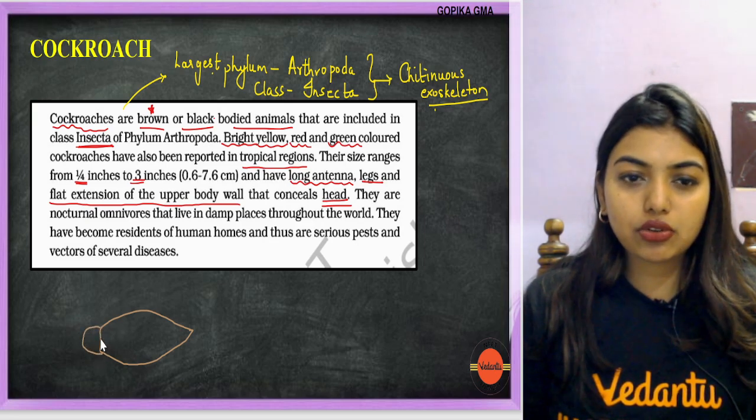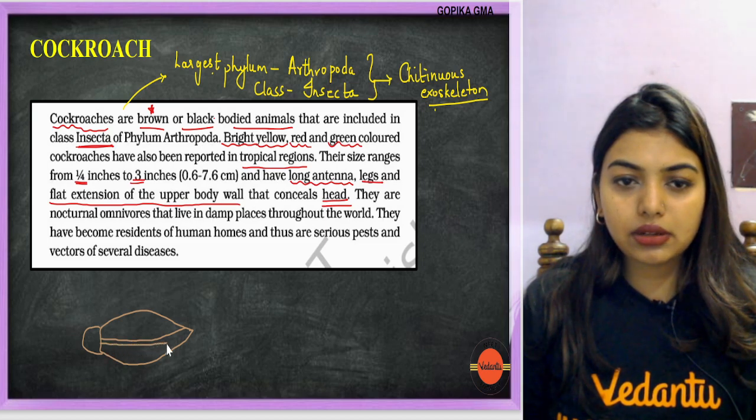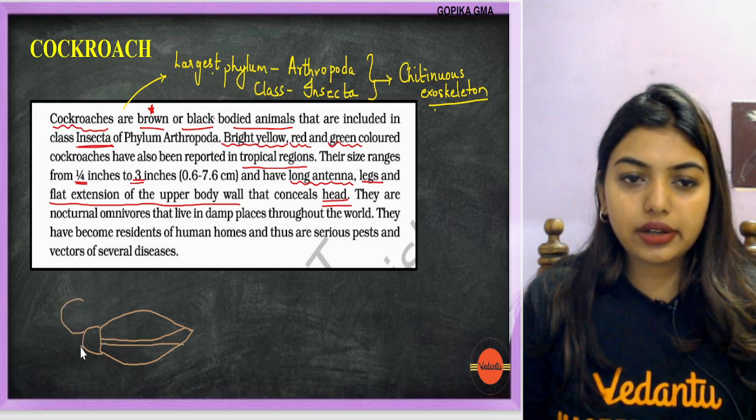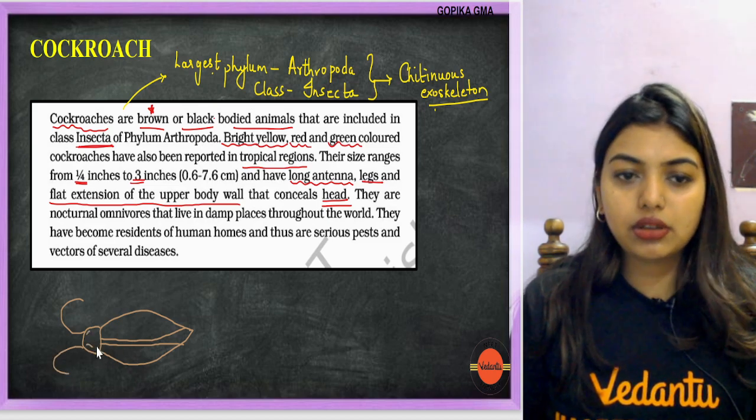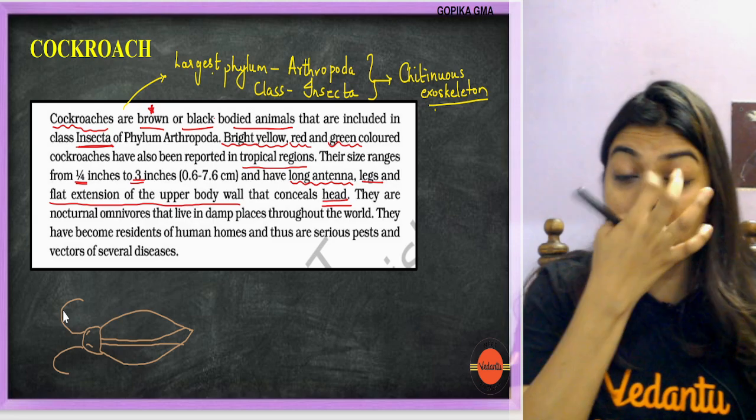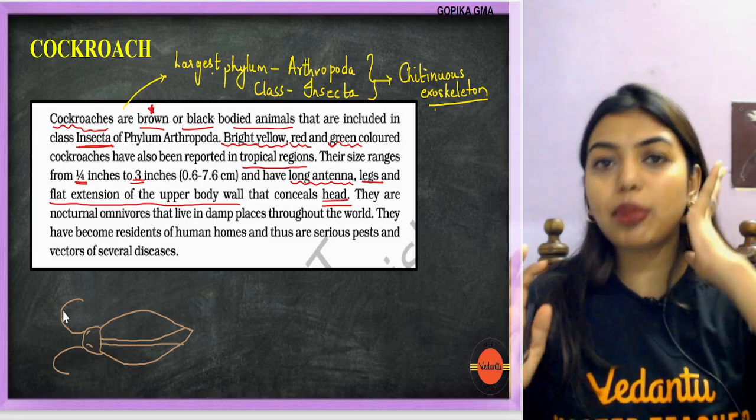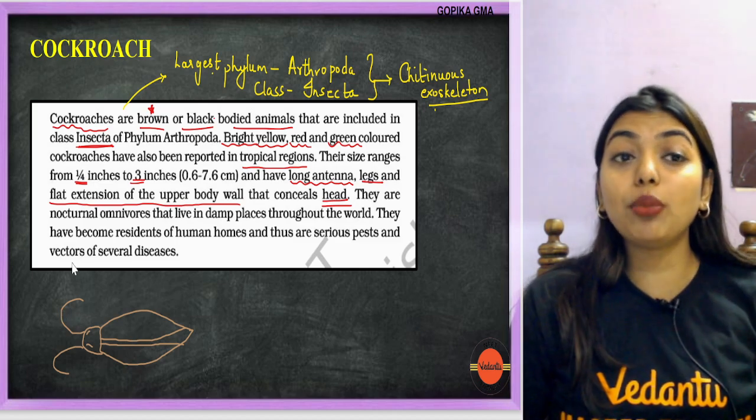Okay, this is how a cockroach will look. It will have this exoskeleton, and they will have a long antenna, right? So here this is how a cockroach will look, students. The long antenna is there, legs are there, and a flat extension of the upper body wall that conceals the head is also there. Okay, they are nocturnal omnivorous animals.